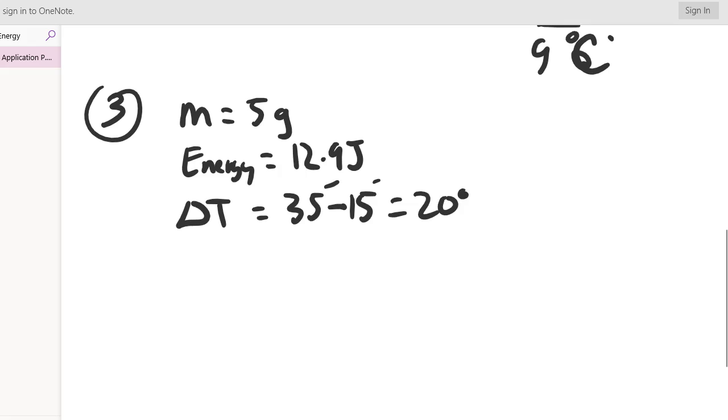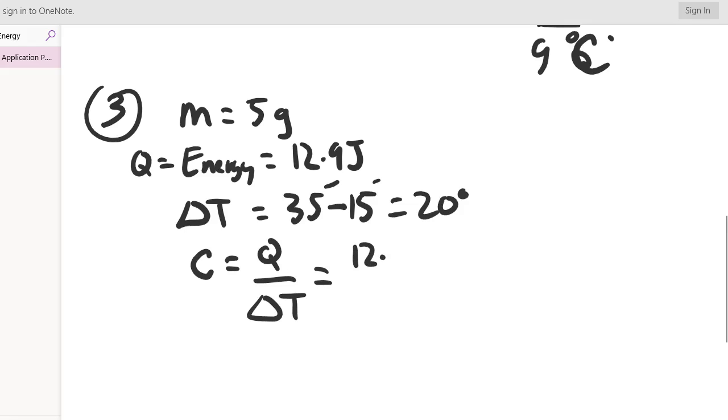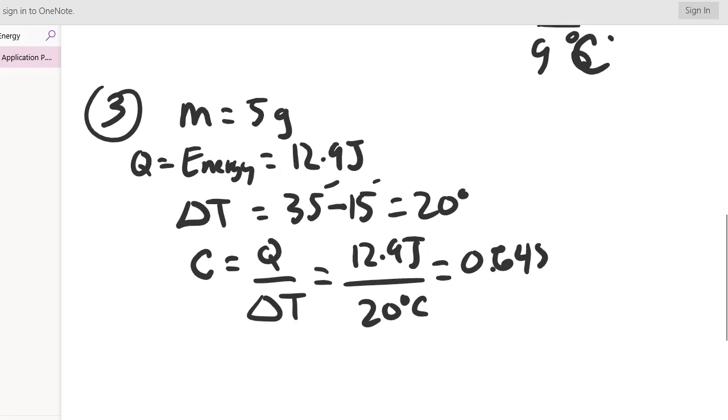So the heat capacity is given by the same equation, but it's modified a little bit. The equation is C equals Q, which is the amount of energy, divided by delta T. So we're going to have 12.9 joules divided by 20 degrees Celsius. And that equals 0.645 joules per degree Celsius.